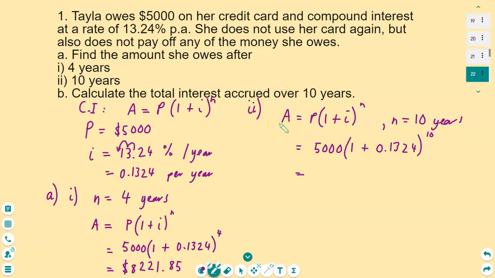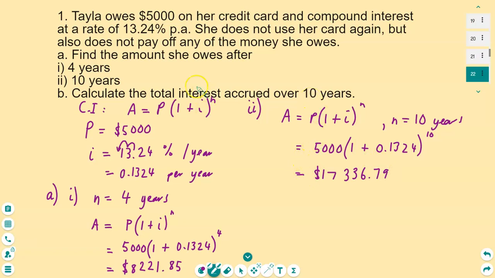Have I done something wrong? Because I've got a giant number here. I'm just going to do 5,000 times 1 plus 0.1324 to the 10. Yeah, that's right. Okay, it is $17,336.79.